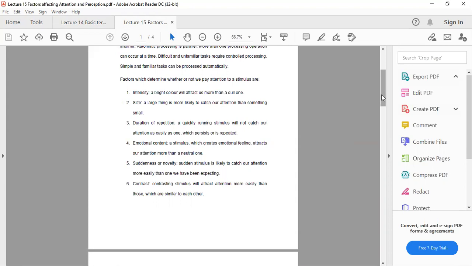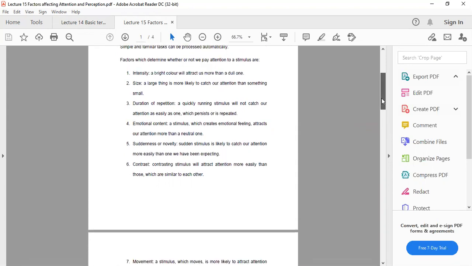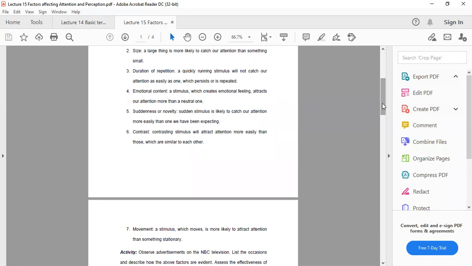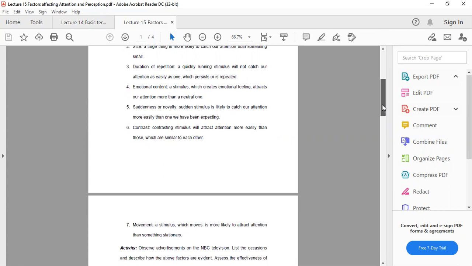And then looking at size, the larger thing is more likely to catch our attention than something small. Vice versa, if you are among larger things, a smaller thing can also tend to attract you more than bigger things. Then duration of repetition: a quickly running stimulus will not catch our attention as easily as one which persists or is repeated. So repetition also attracts our attention.